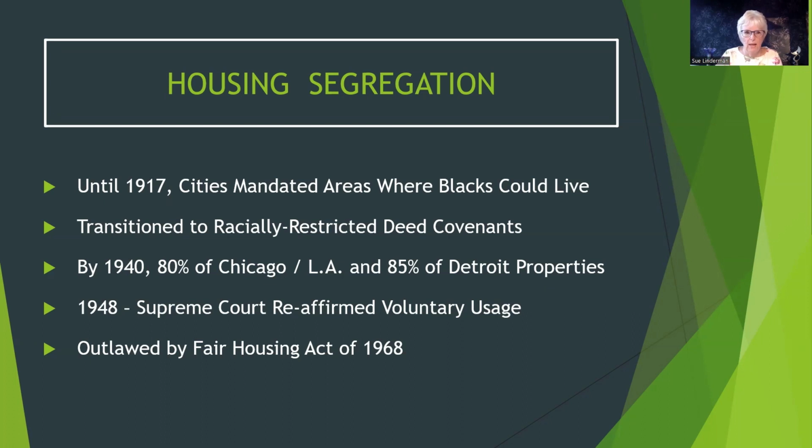Yet another attempt was made to get the Supreme Court to say that this was unconstitutional, even though Plessy v. Ferguson kind of said separate but equal is okay. And the court once again refused to make that declaration, and they reaffirmed the voluntary usage of these racially restricted deed covenants. And they were only ultimately outlawed with the passage of the Fair Housing Act of 1968, 50 some years after the court said cities couldn't mandate these residential locations.